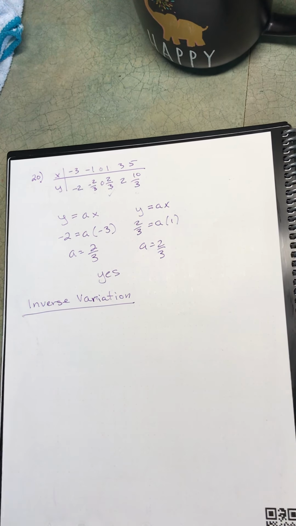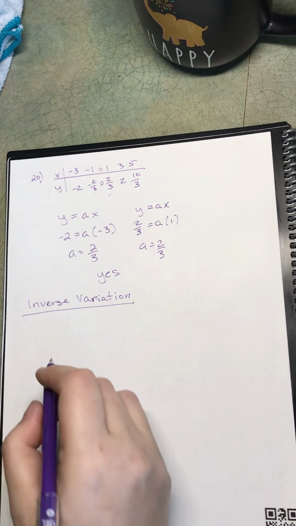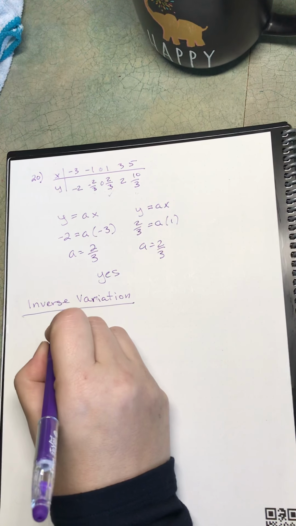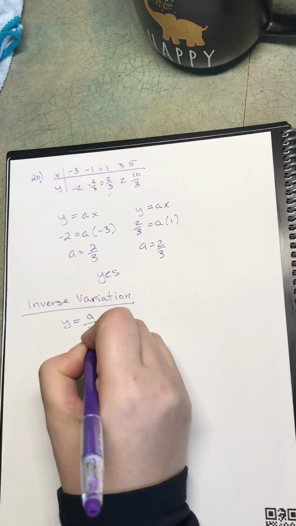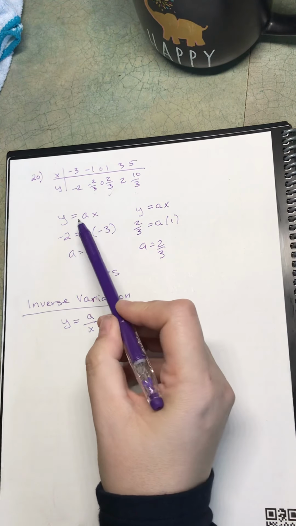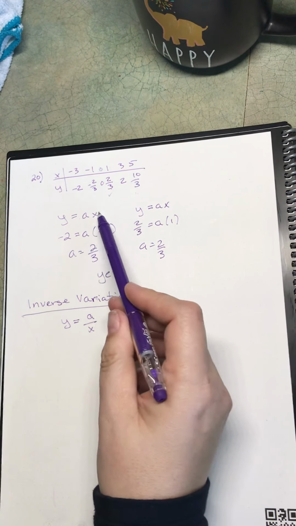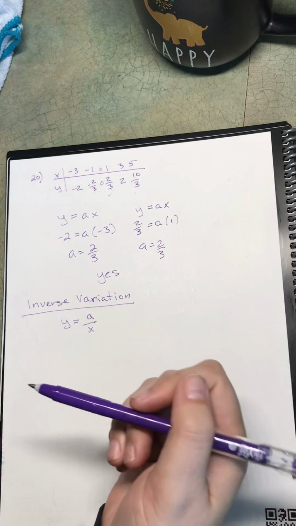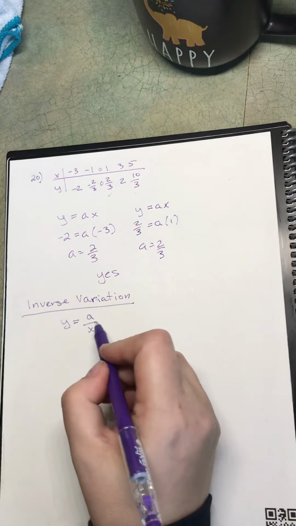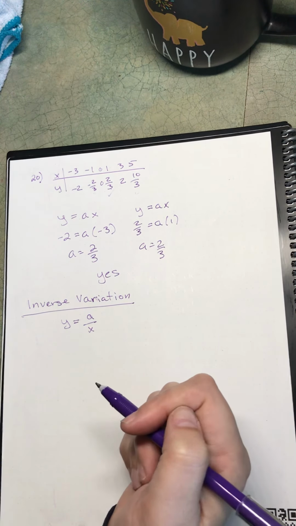Right, next we're going to talk about inverse variation. With inverse variation, we use the equation y equals a divided by x. With direct variation, remember we were multiplying; now it's the inverse, so instead of multiplying by x, we're going to divide by x. This is our first look this year at rational equations, where we have the variable in the bottom, or the denominator, of a fraction.